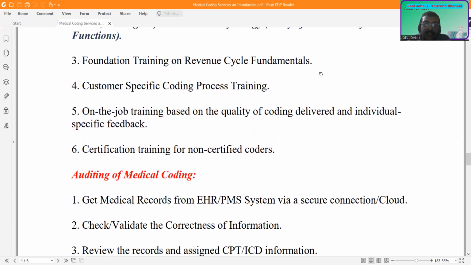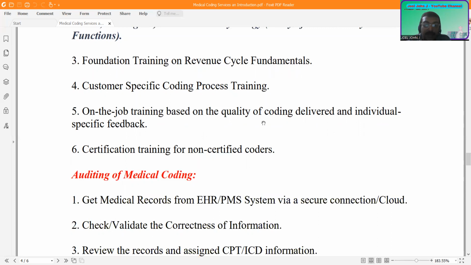Foundation training on revenue cycle fundamentals. I said denials will also come to you, so you should also have knowledge of the fundamentals. The main thing is that you get the denials from the flow, which I would have already explained to you, or else I have a separate video for the RCM process. Watch that as well. Okay.